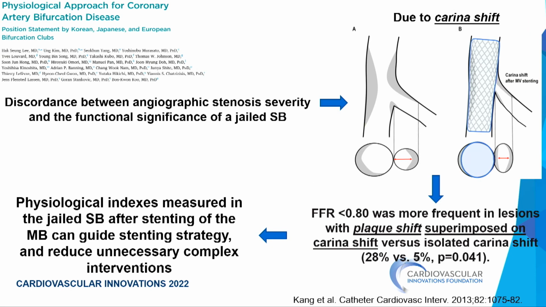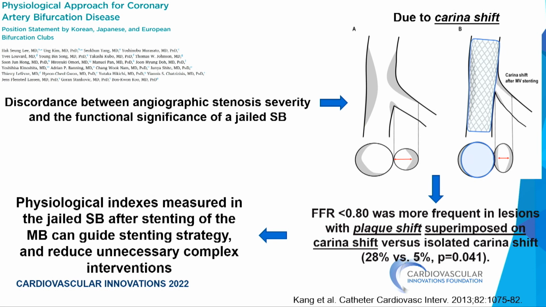Another interesting document from multiple bifurcation societies is on the physiological approach for coronary artery bifurcation disease. So we all know from previous studies that there is a discordance between the angiographic severity of the stenosis and the actual functional significance of a jail side branch. And this is usually due to carina shift. So the carina just moves, compressed by the stent. However, what is more relevant is if there is also a plaque shift. In a study, an FFR of less than 0.8, a significant FFR, was more frequent in lesions with plaque shift superimposed on carina shift.